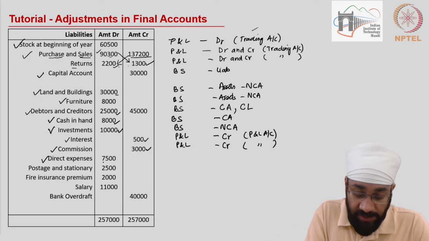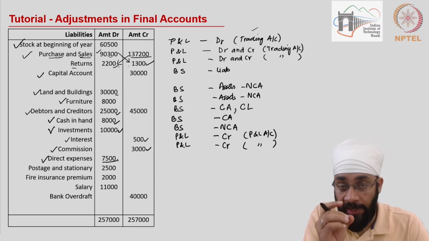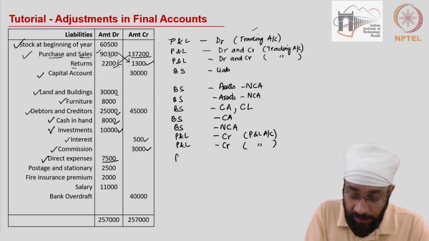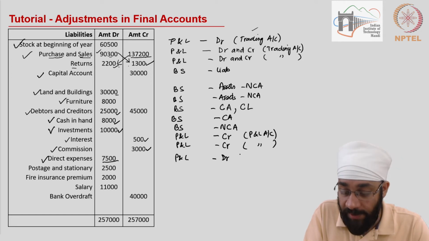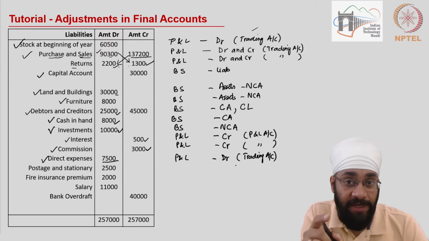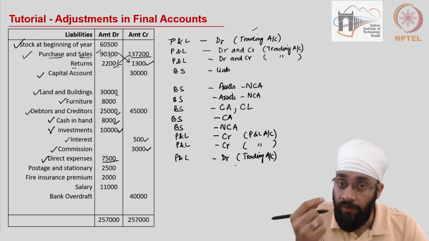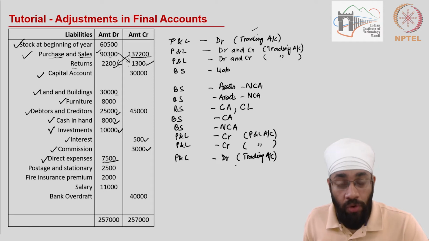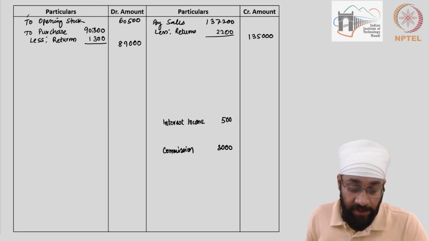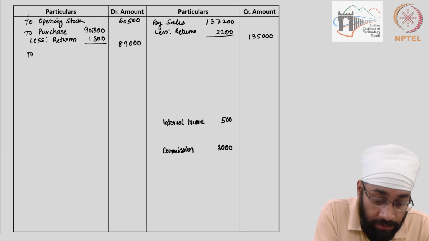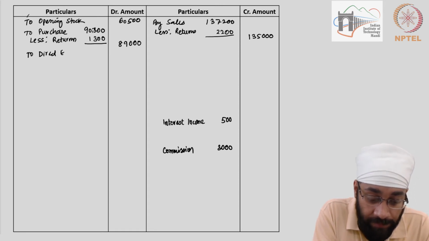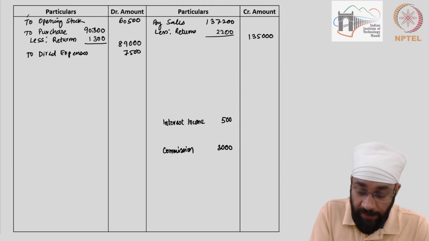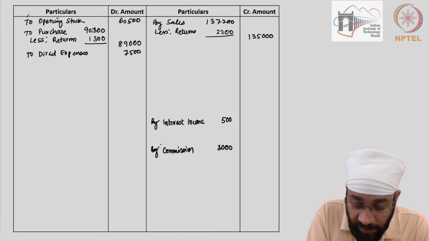Then you have direct expenses, 7,500. The account balance clearly says direct expenses. So this goes on the debit side and in the first section, in the trading account, because we show all the direct expenses. Direct expenses refer to the manufacturing, the factory related expenses. These expenses contribute directly to the cost of the goods. So 7,500 is going to be shown here to direct expenses, 7,500, and I better use "by" here for consistency.